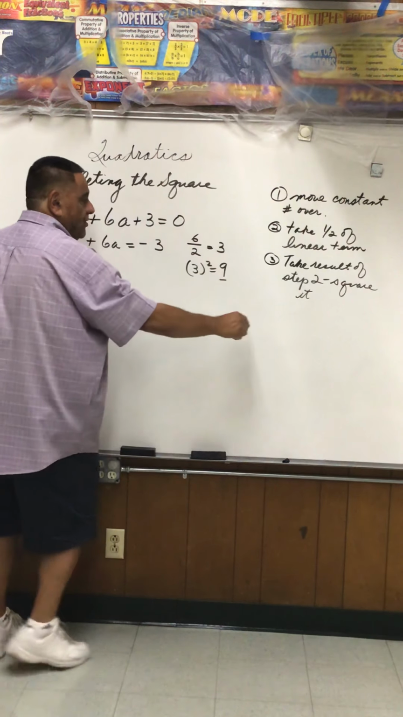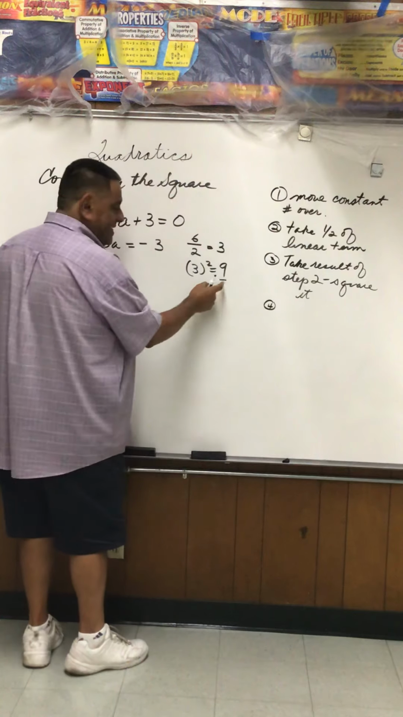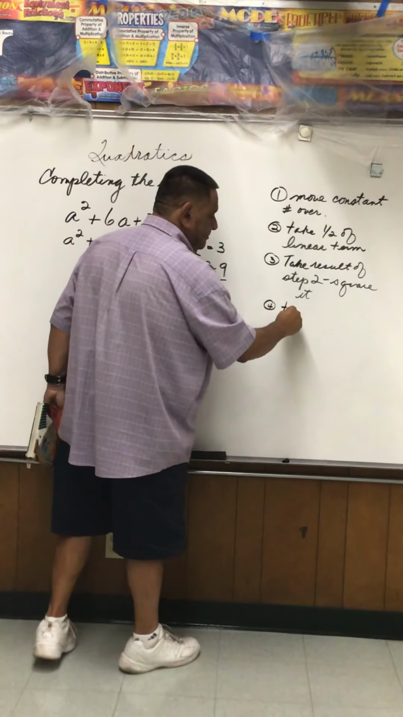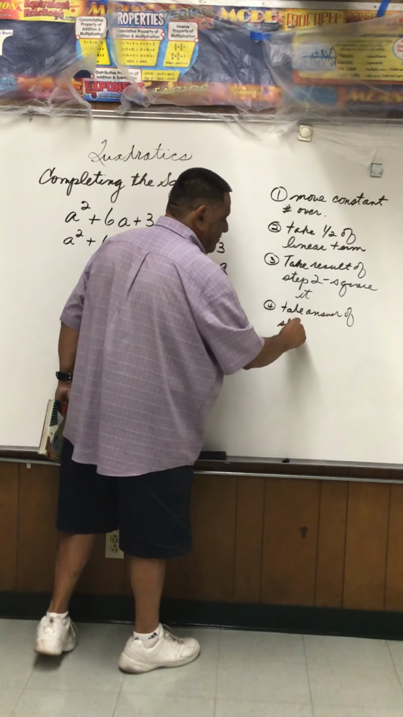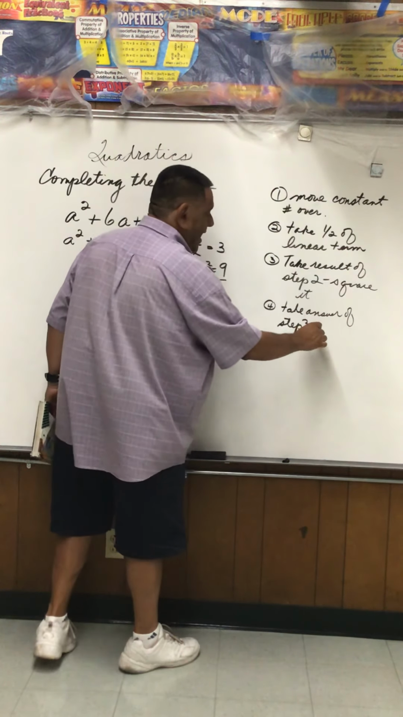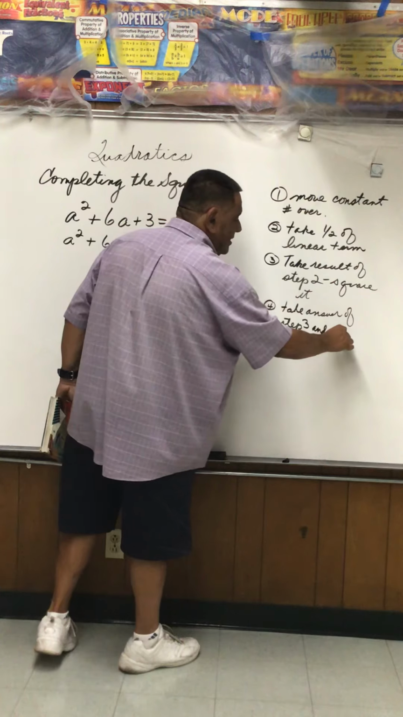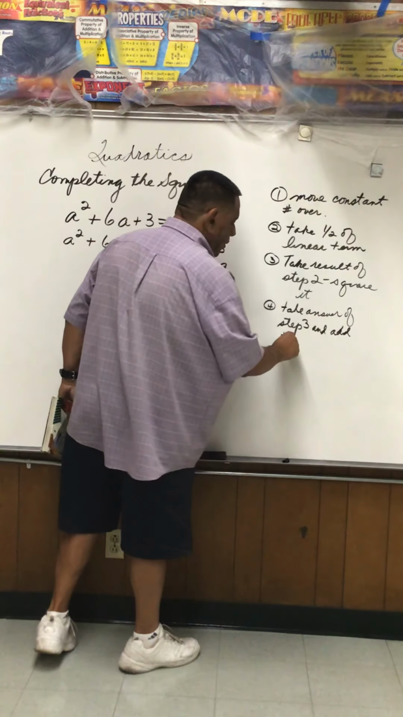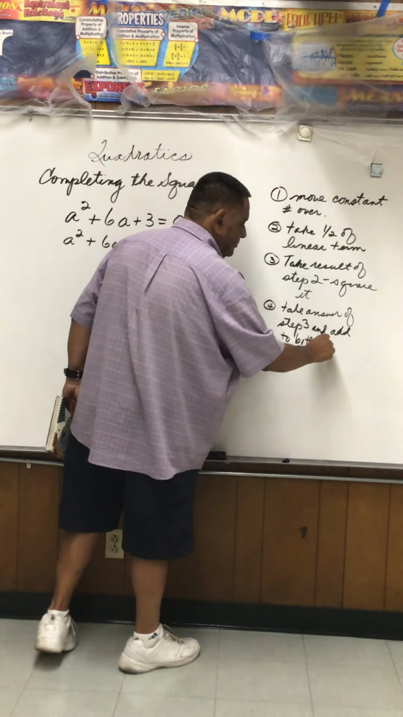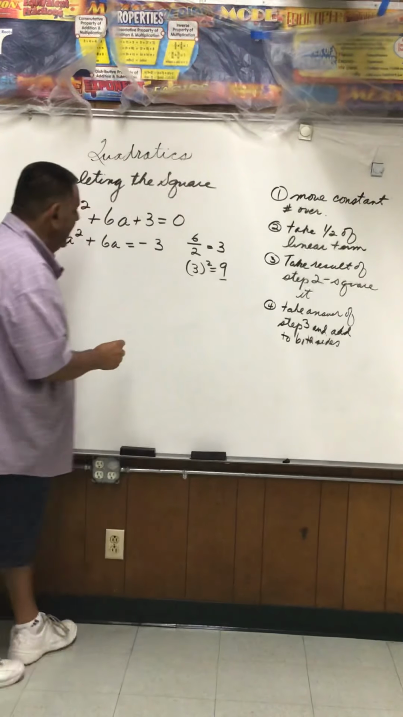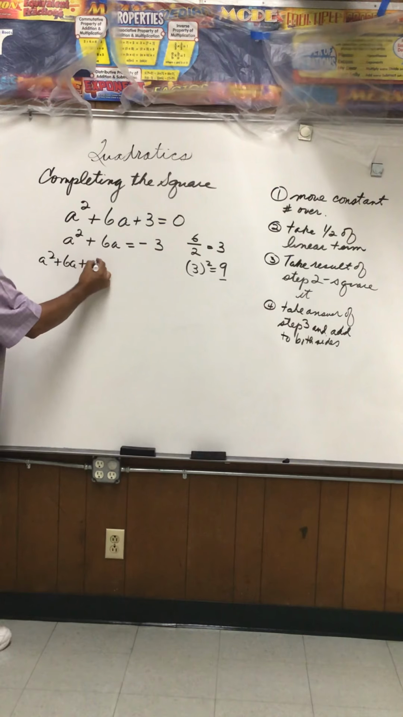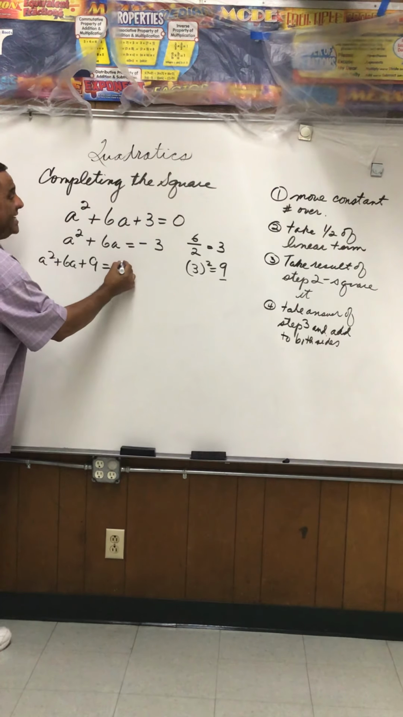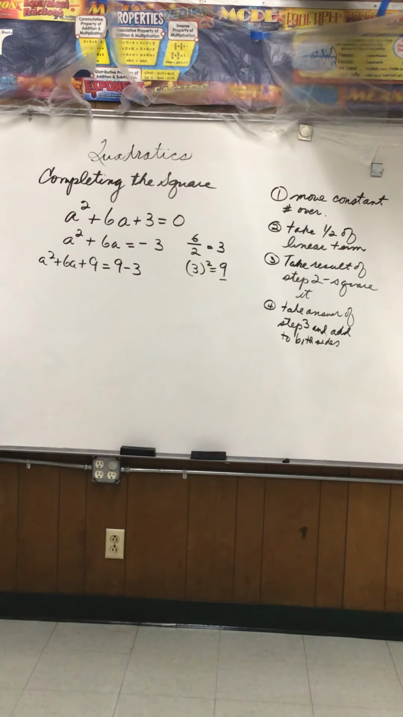Now this answer for step 4 is going to be take the answer of step 3 and add to both sides. So I'm going to take that 9, I'm going to add it here. So watch what I'm going to do. a squared plus 6a plus 9 is equal to 9 minus 3.